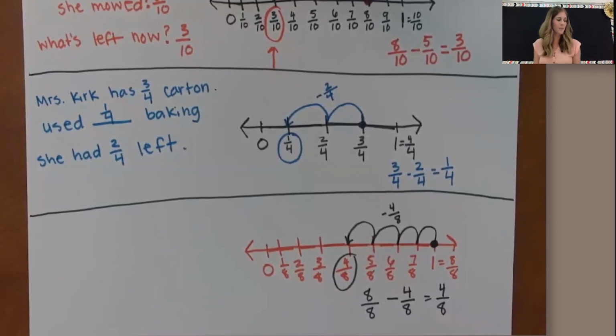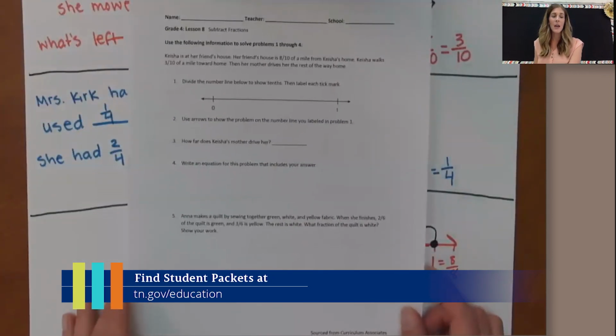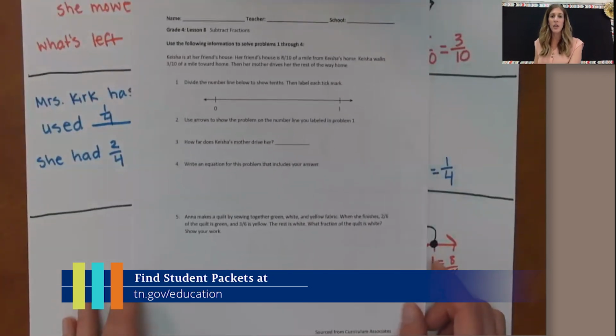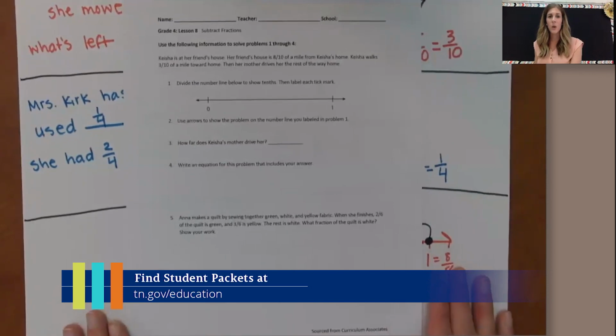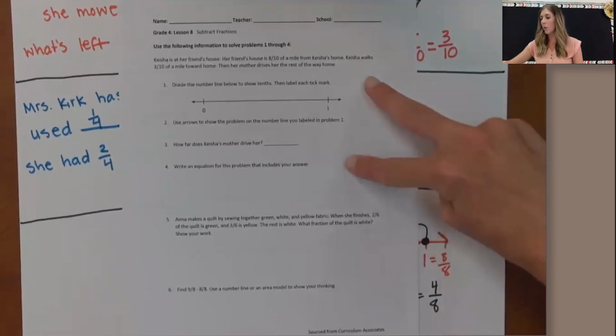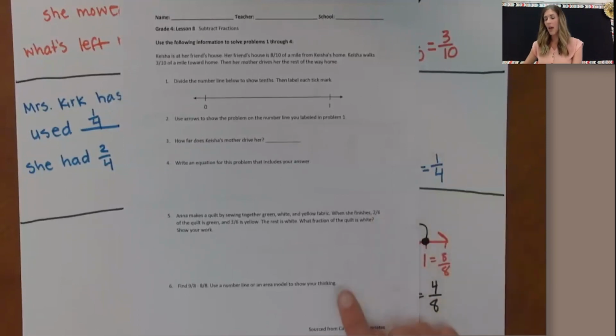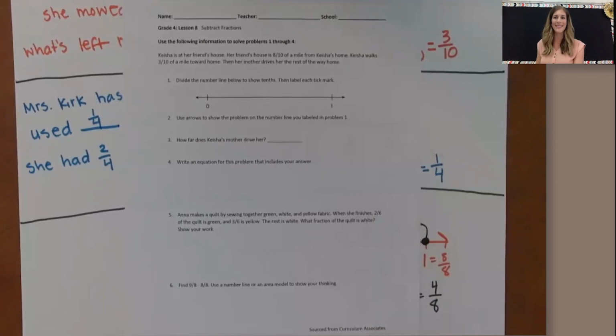Great work. I'm now going to show you some independent practice that you can do on your own. You can pause the screen, take a picture of the screen, or you can go online to www.tennessee.gov/education to find this work sample to give you some additional practice. 1 through 4 are based off of this first word problem. And then you have another word problem for 5 and just some simple solve for the answer in number 6.